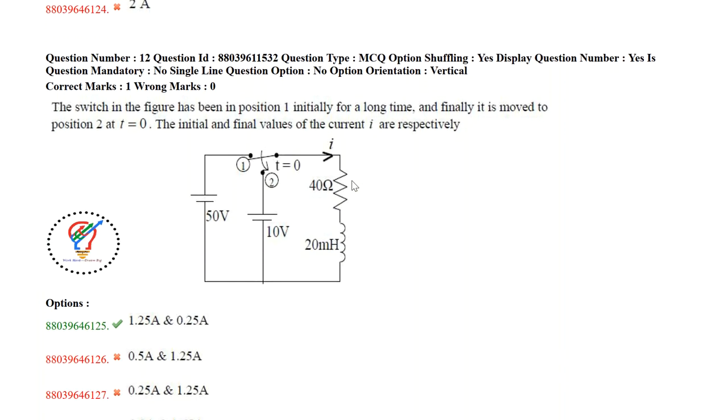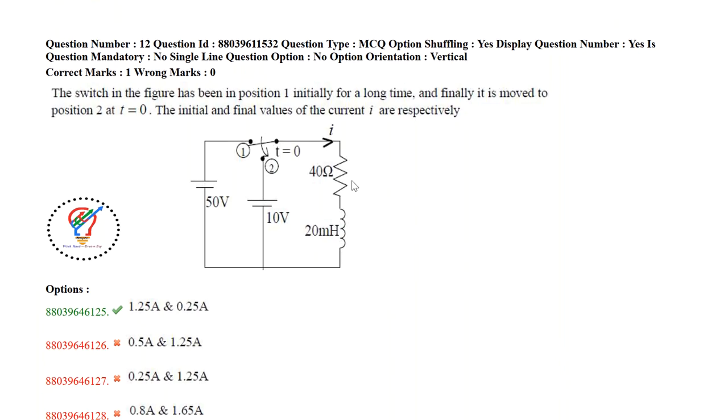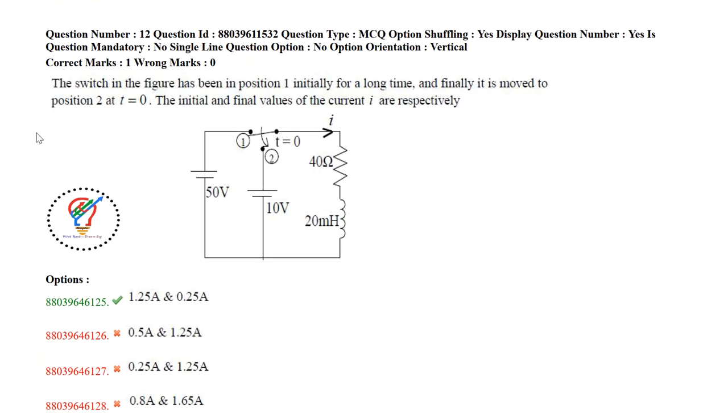Next question. The switch in the figure has been in position 1 initially for a long time, and finally it is moved to position 2 at t is equal to 0. The initial and final values of the current are, respectively, what?